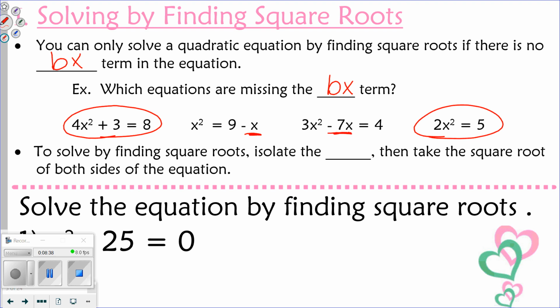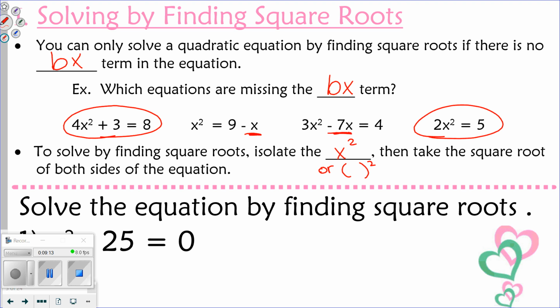What type of factoring is missing that bx term? There's a type of factoring. It's my favorite. The one where it's like the difference of squares. Yep, difference of squares is missing the bx. All right, so to solve by finding square roots, isolate the x squared or parentheses squared. Then take the square root of both sides of the equation. And again, we kind of already just put that on our pink sheet.